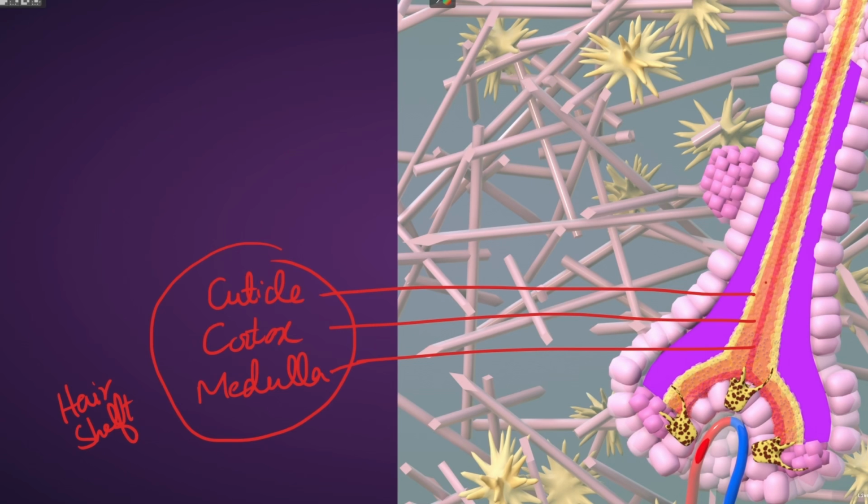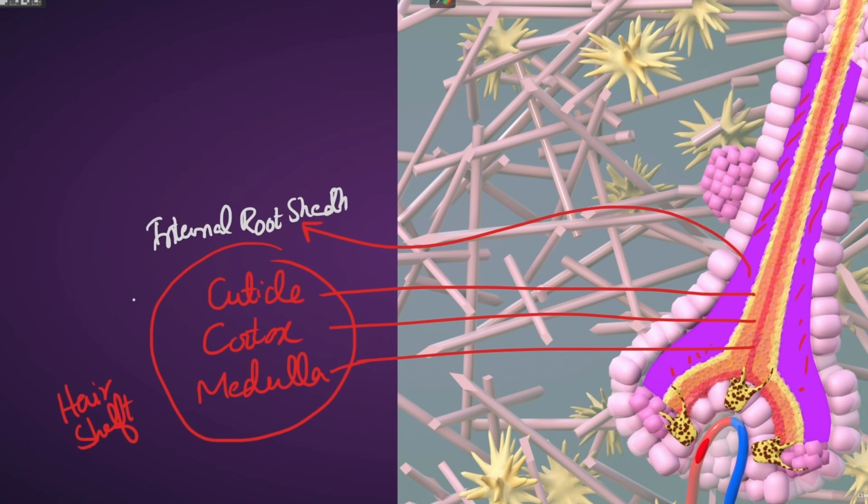Now if I come more superficially, this purplish one is a thick layer, and it consists further of multiple sublayers. I will not go into details of those sublayers. That is the topic of histology. We have Henle's layer, Huxley's layer, and cuticle, 3 layers basically. Let's forget about them right now. So this is called the internal root sheath.